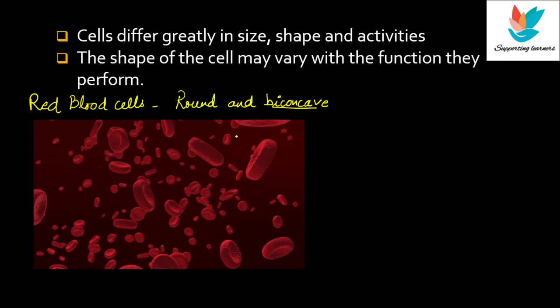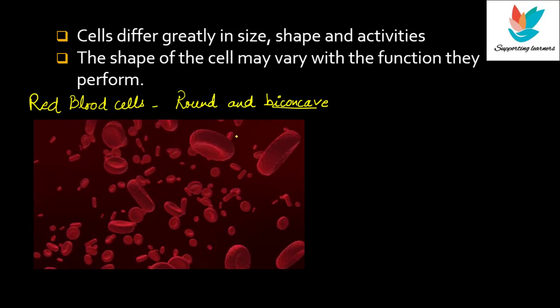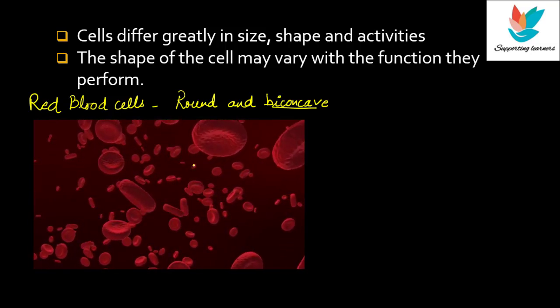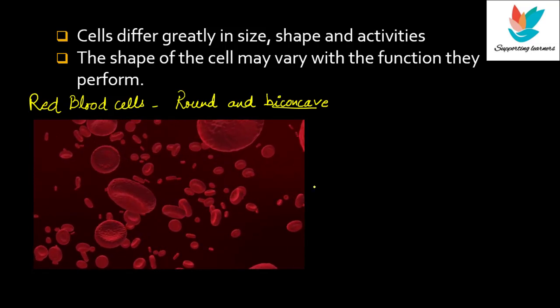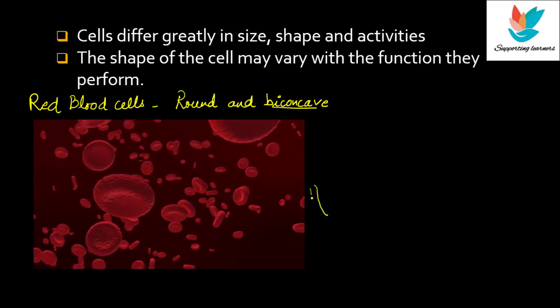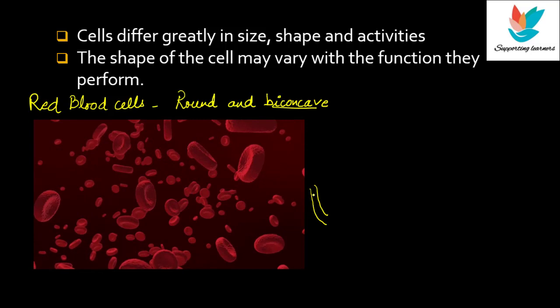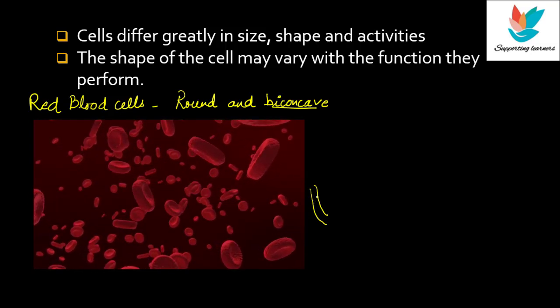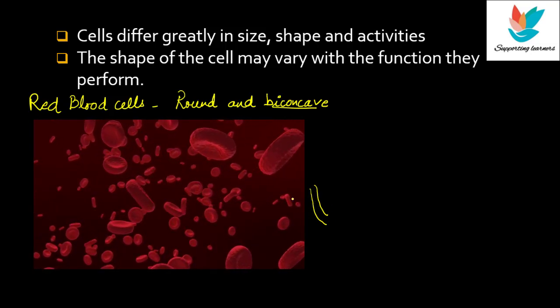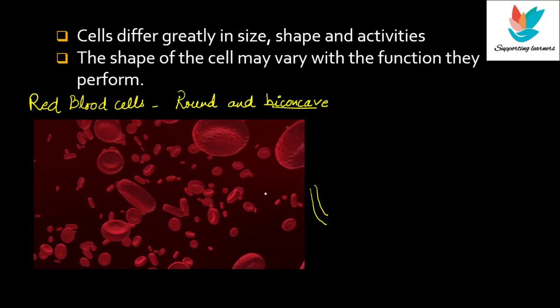They are very tiny and very flexible, so that they can squeeze through the capillaries, because the blood flows in the capillaries and these cells are present in the blood. So they can squeeze into very thin capillaries to deliver the oxygen. They are shaped in this way.